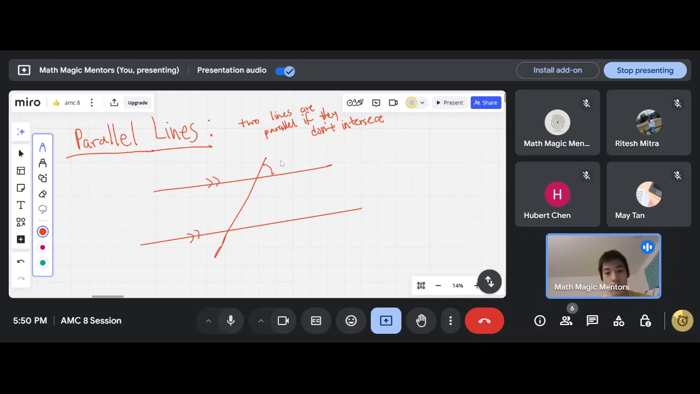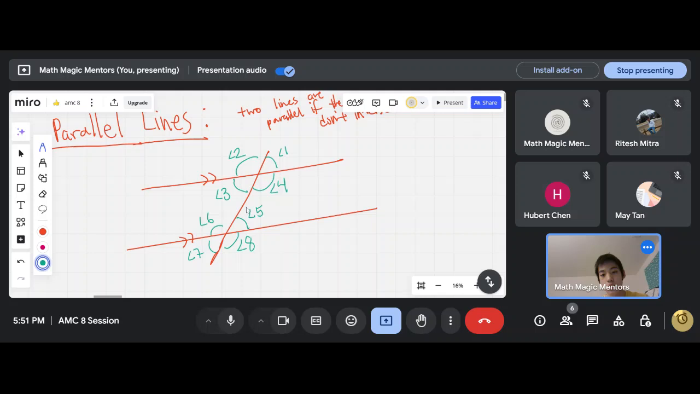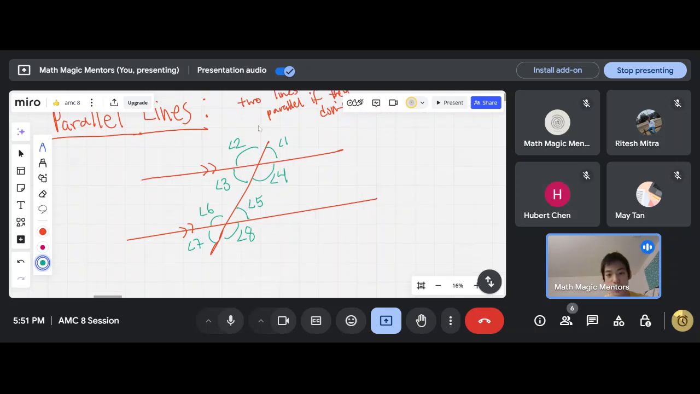And so let's consider the following angles. I'm going to do it in green just to make it clearer. So this is angle 1. This is angle 2. This is angle 3. This is angle 4. I'm going to add this notation just so that it doesn't seem like it's 2 degrees. This is angle 5, angle 6, angle 7, and angle 8. All right. So this middle line that's splitting the two parallel lines is called the transversal.